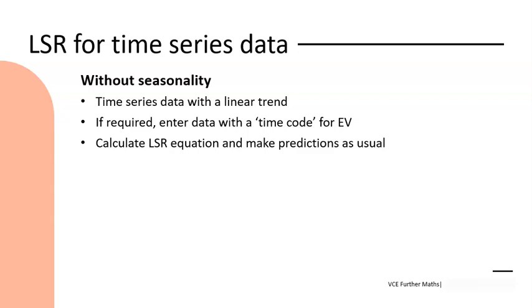One is when I've got just regular time series data without seasonality, so I don't have to apply this deseasonalising. Just a couple of pointers. Remember, you still want your time series data to have some sort of linear trend, otherwise it's not appropriate to apply a least squares regression line. If your data isn't given as a numbered code, you would need to enter a time code into your calculator for the explanatory variable. For instance, if the data is Monday, Tuesday, Wednesday, we would number that off from 1 through to 7 or 14 or 21, depending on how many pieces of data we have. Then we calculate our least squares regression line and make predictions as we normally would.